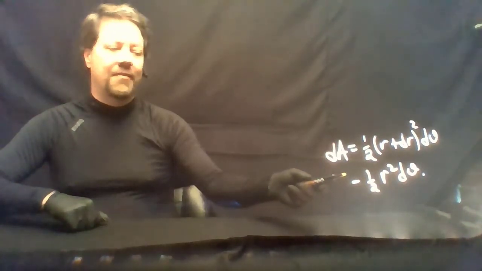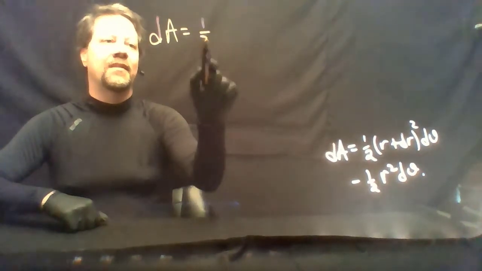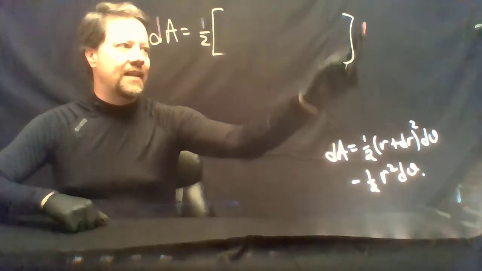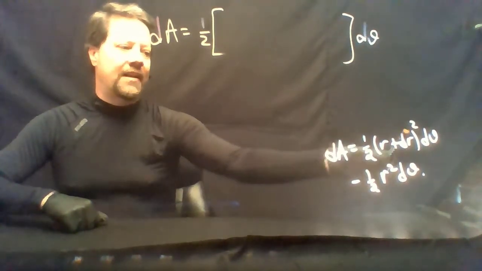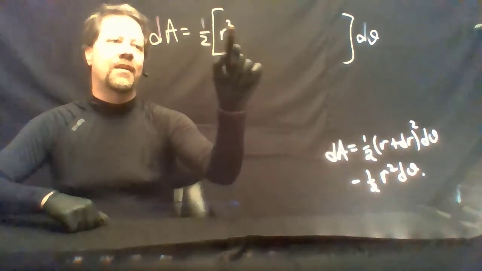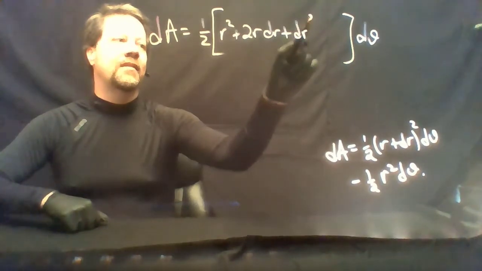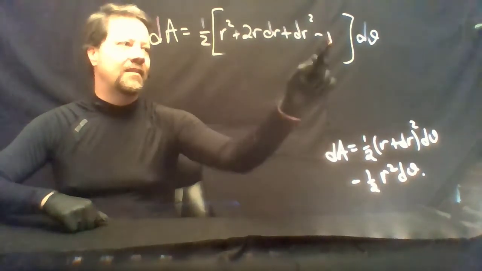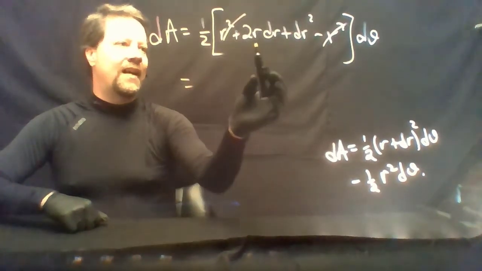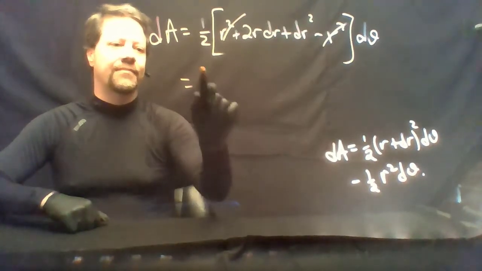We can factor some of the things out here. The element of area is 1/2, and on the right hand side we're going to put d theta, which also factors out. (r plus dr) squared is going to be r squared plus 2r dr plus dr squared, and then we subtract r squared. Now, what can we factor out? We can factor out a dr.